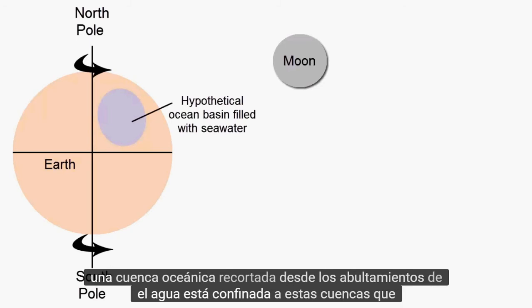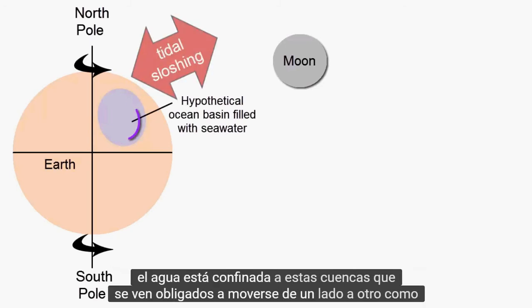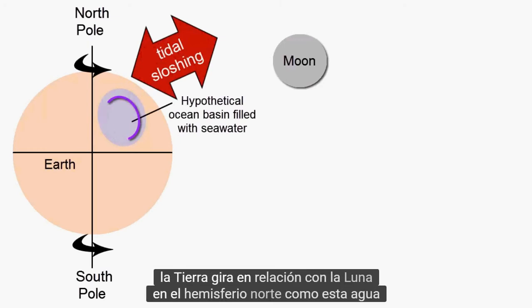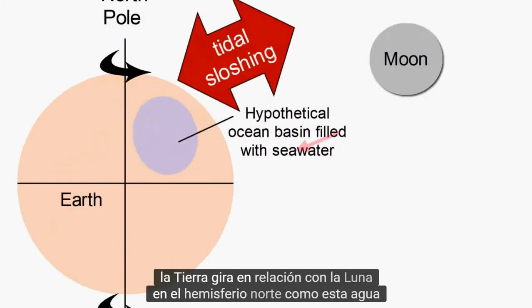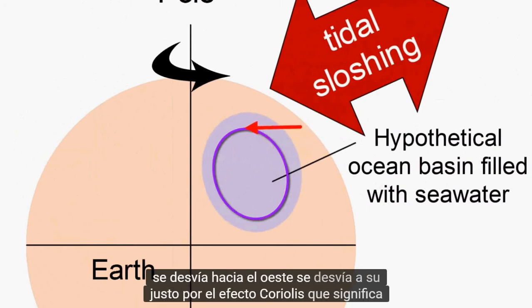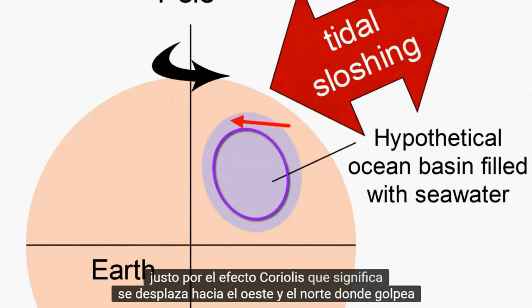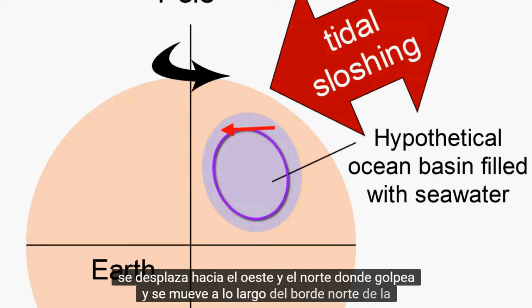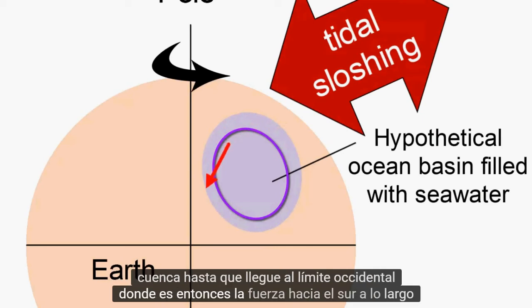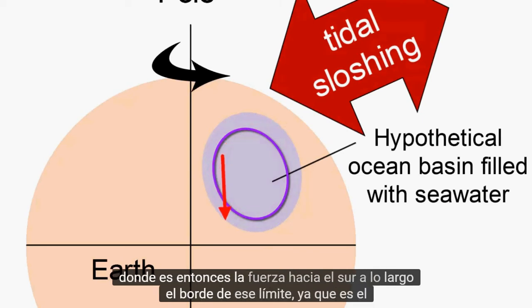Since the bulges of water are confined to these basins, they are forced to slosh back and forth as the Earth rotates relative to the Moon. In the northern hemisphere, as this water sloshes westward, it is deflected to its right by the Coriolis effect, which means it sloshes west and north, where it hits and moves along the northern edge of the basin, until it hits the western boundary, where it's then forced southward along the edge of that boundary.